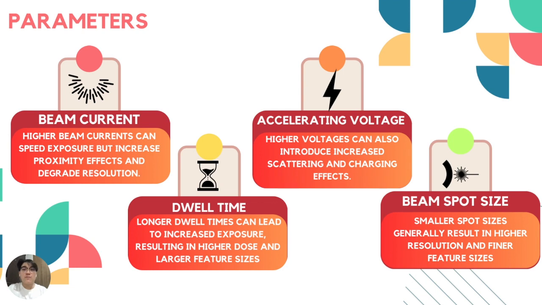Third, the dwell time, or the length of time the electron beam remains concentrated on a certain location, determines the exposure. Higher doses and greater feature size can result from longer dwell periods. Finally, the size of the beam spot is important, with smaller spot size often contributing to higher resolution and finer feature size. This parameter directly determines the EBL method's overall performance and output quality.